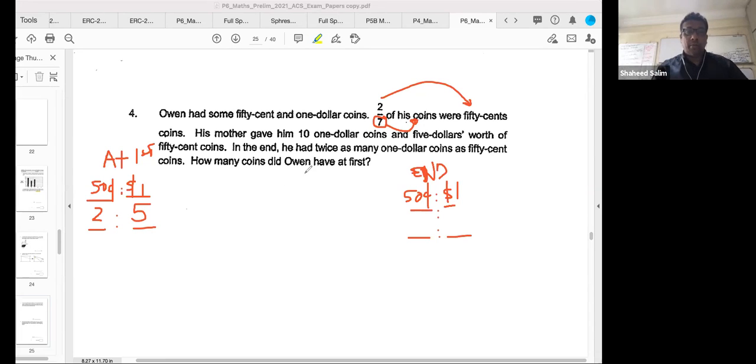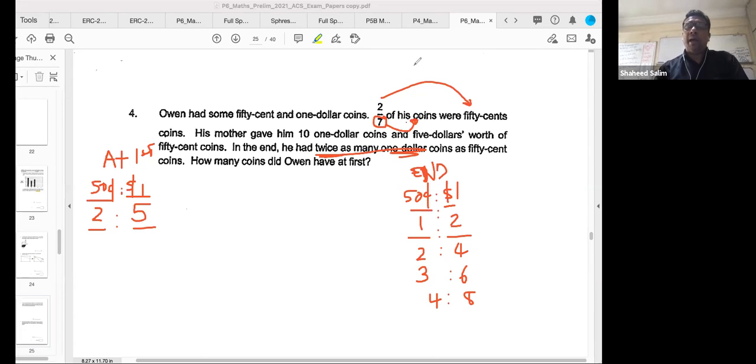Now we look at the end now. After that, the mother give him some 50-cent coins, some $1 coins. And then his ratio is twice $1 coin as 50 cents. Means $1 coin can be 2, 50 cents can be 1. This one can twice can be 4, it can be 2. It can be 6, it can be 3. It can be 8, it can be 4. Why am I telling you this? This is twice. These are possible ratios.